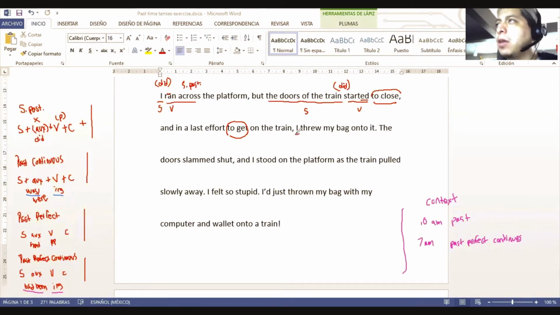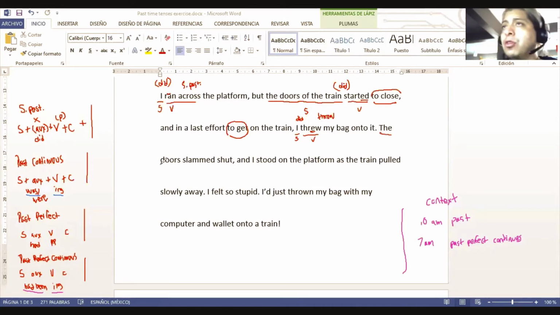And then we have a comma, another subject. I threw. The auxiliary is did. The verb is in the past. Normally, this is the verb throw. To throw is to take something and you throw it, right? Like you're throwing a stone. Or if you have a baseball, you need to throw the baseball. To throw is to take something in your hand and then send it over with the force of your arm. So he threw, in the past, he threw his bag onto the train. This is the important part of the story. He ran across the platform, the doors started to close, and he threw his bag onto the train.